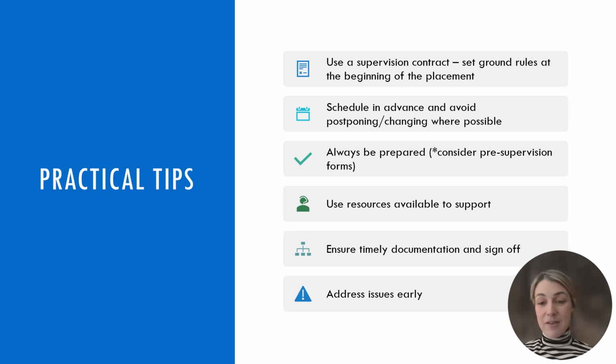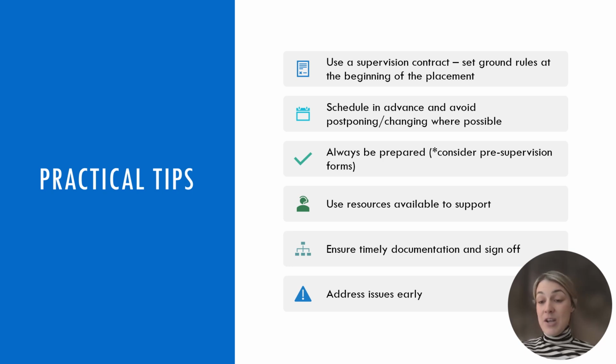It's really important to be prepared for supervision so that both the student and the practice educator get as much as possible out of the supervision session. As I previously said, the student pre-supervision form is mandatory, whereas the practice educator supervision form is optional but recommended. Use the resources available to support. There's lots of documentation out there. There's lots of resources out there.